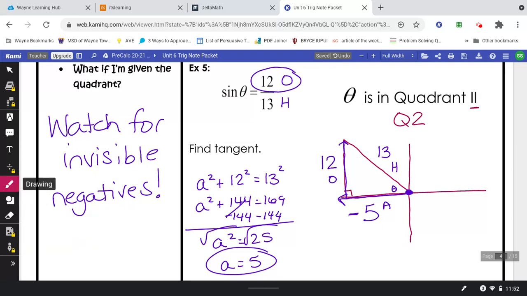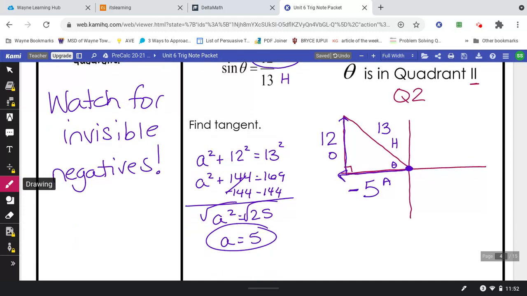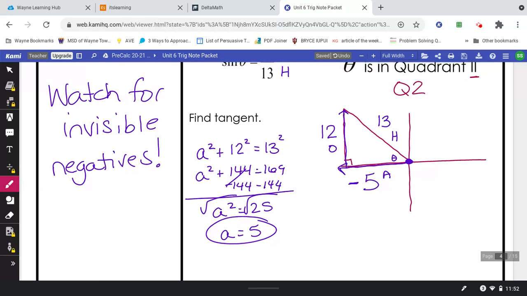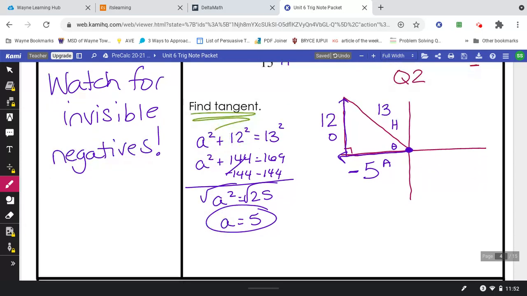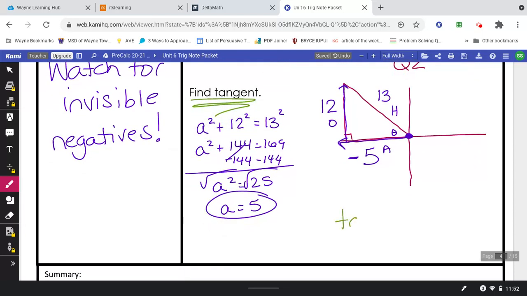Now, once everything is labeled, O, A, and H, and all of them have numbers, then we can actually finally write our answer. Tangent is equal to opposite over adjacent.